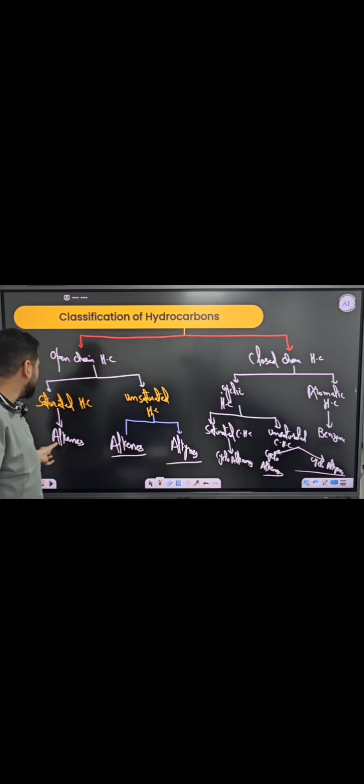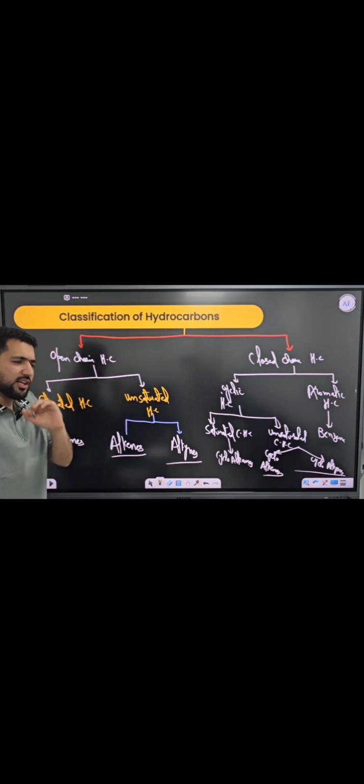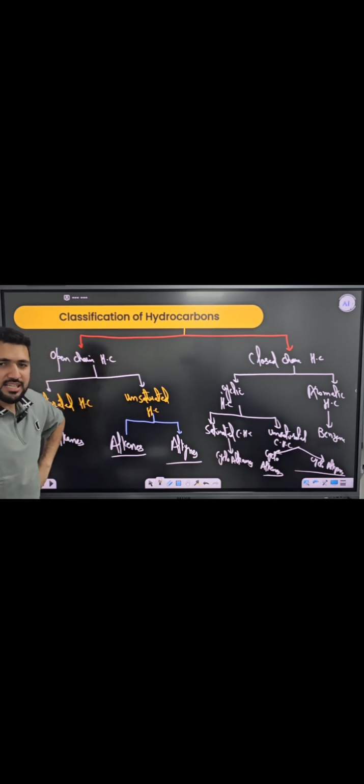Let's try to find out one by one what are saturated hydrocarbons, what are unsaturated hydrocarbons, what are alkanes, alkenes, alkynes, what are their structures, and what are the different compounds related to them. Everything we'll be discussing in today's session. Now let's move ahead guys. Let us discuss the case of alkanes.